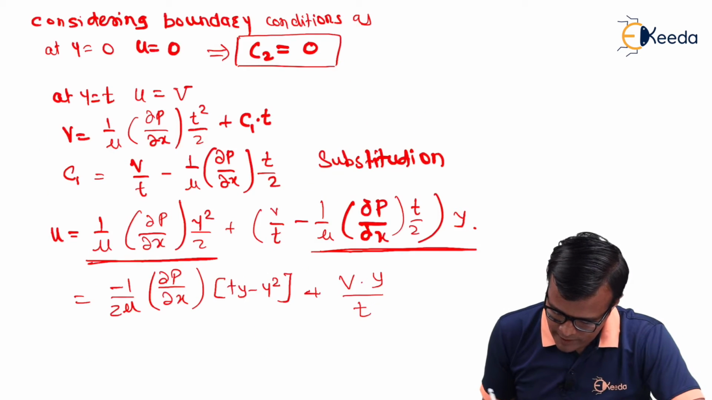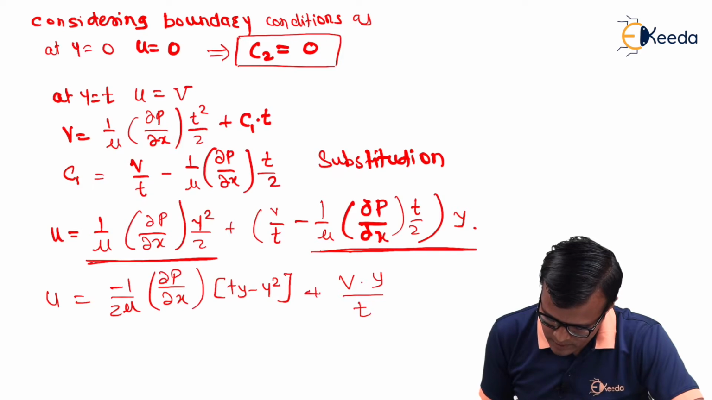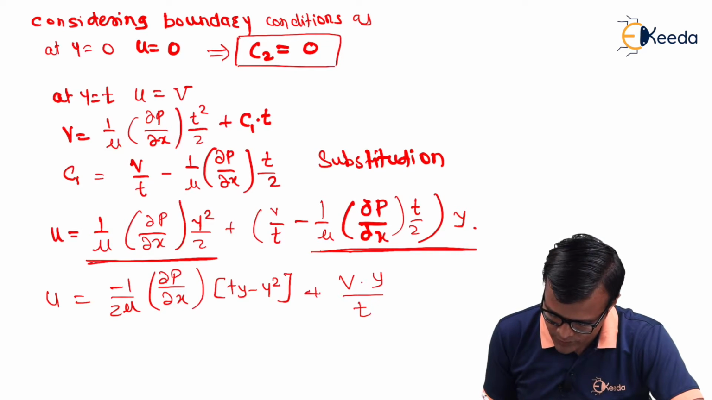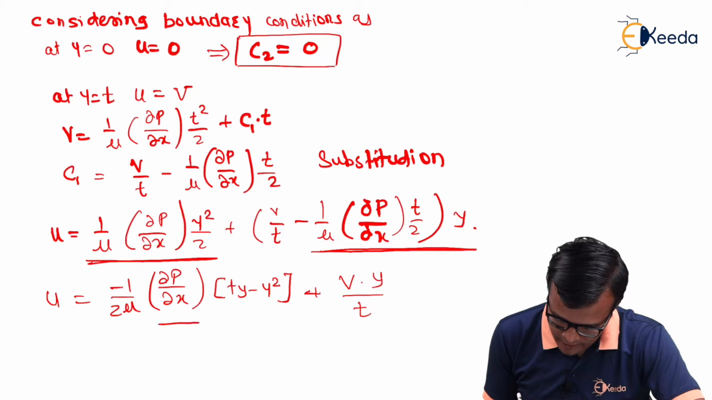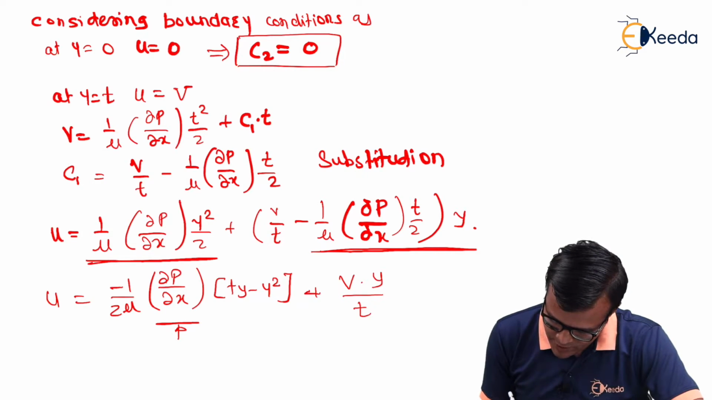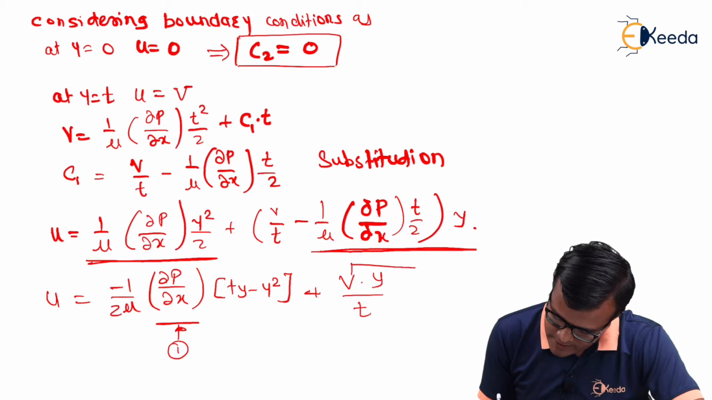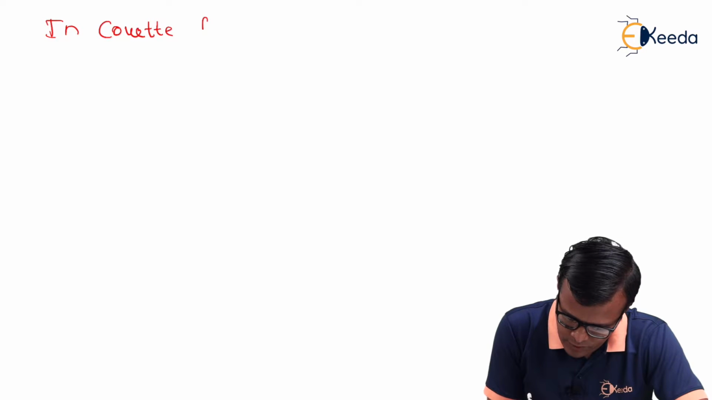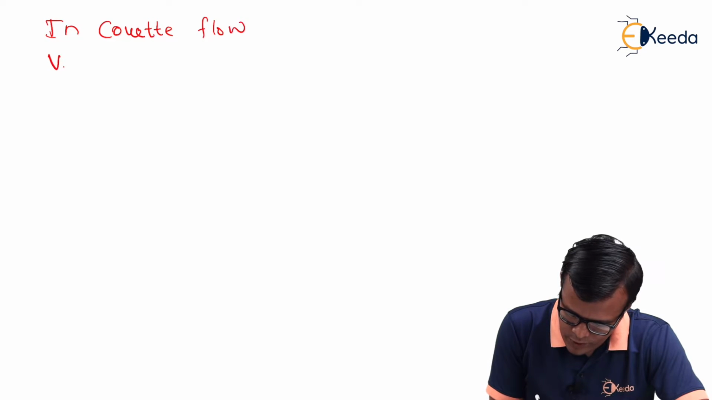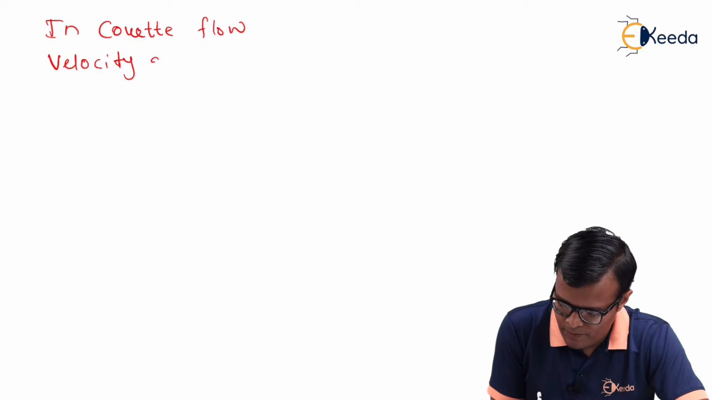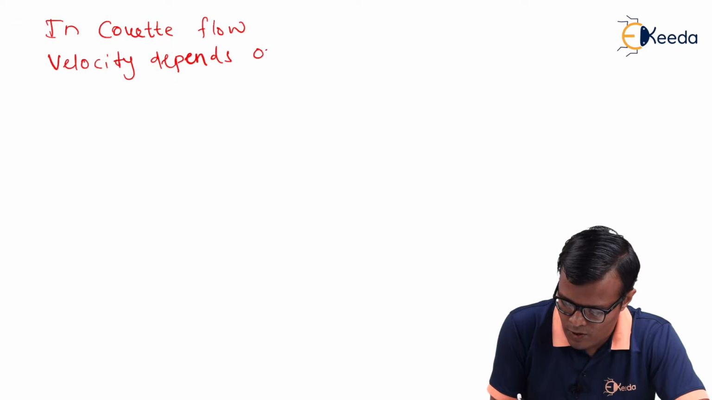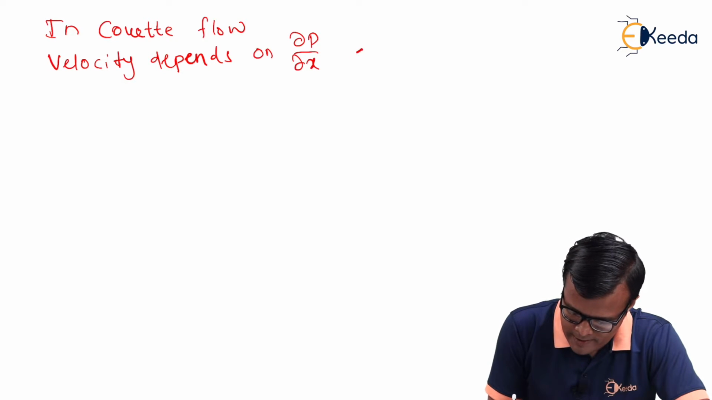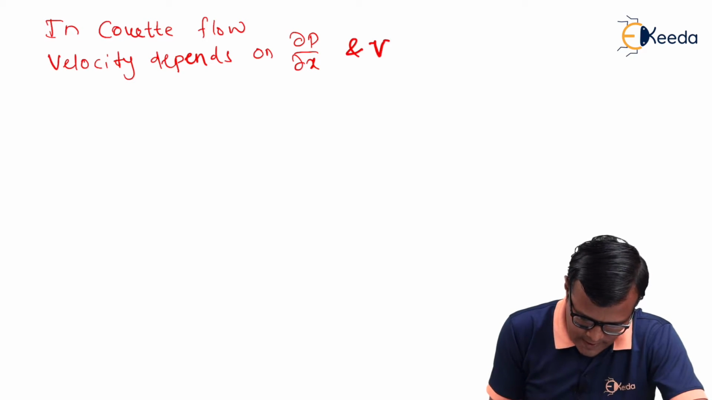So the derivation says that this u depends on two things. First is this gradient delta p by delta x, and this is the first parameter, and this is the second parameter, that is velocity of the plate v. So in Couette flow, velocity depends on delta p by delta x and v. These are the two things.